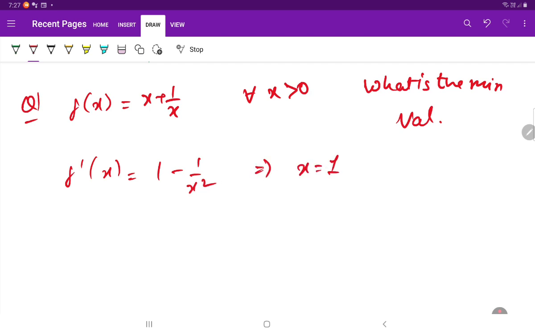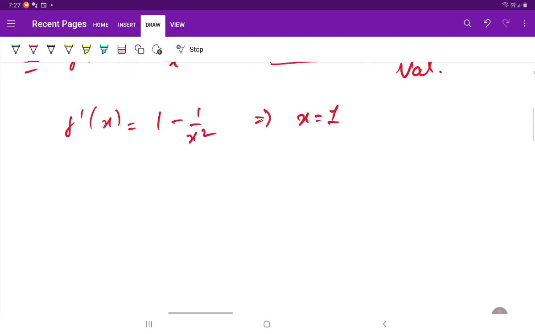We'll have extreme values. We are not taking x equals minus 1 because we have already restricted x to be greater than 0. So x equals 1 gives us a possible extremum value. Talking about the double derivative, we get 2 by x cube, with a positive sign, and putting x equals 1, you will get 2, which is greater than 0.